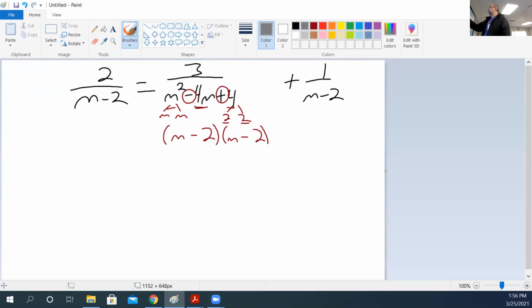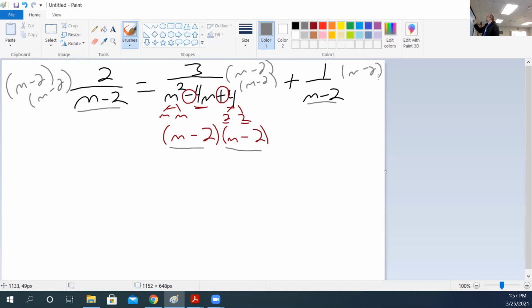Now what we see is m minus 2, m minus 2 all over the place, but this one's got 2 of them. So we're going to multiply every one of them by 2 times m minus 2. So m minus 2, m minus 2. That one, of course, gets the same treatment. M minus 2, m minus 2.